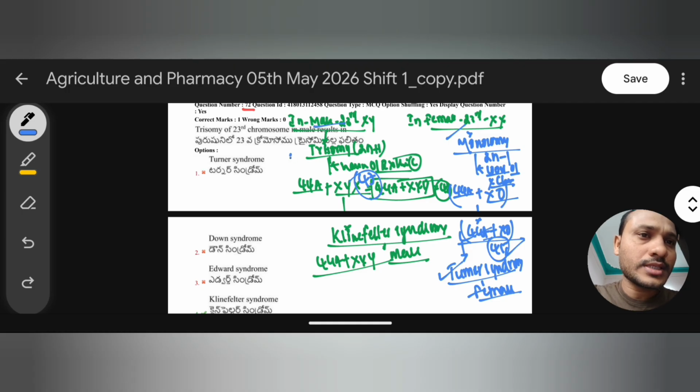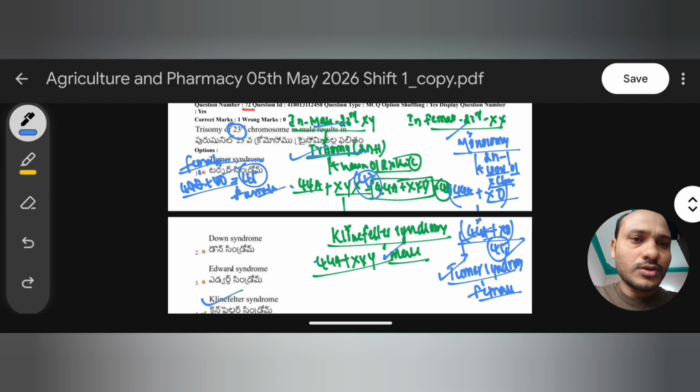But in male trisomy, the karyotype is 44A plus XXY, and that condition is called Klinefelter syndrome, which occurs in males. The question asks about trisomy of the 23rd pair of chromosomes, hence the right answer is Klinefelter syndrome. What about Turner syndrome? This one is in females: 44 autosomes plus X0, total 45 chromosomes, occurring in females only. Remember, very important.